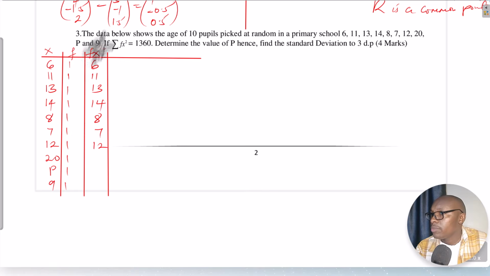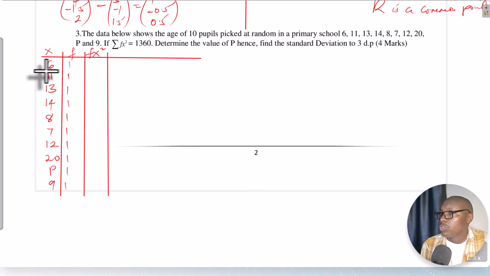I think I've made the wrong one here. I need to square, sorry. So you square x: 36 times 1 is 36. Then 11 squared times 1 is 121. This is 169. This is 196. This is 64. This is 49. This is 144. So you're simply squaring the value of x, and then you multiply by 1. So this is 400, this is p squared, and then this one is 81.